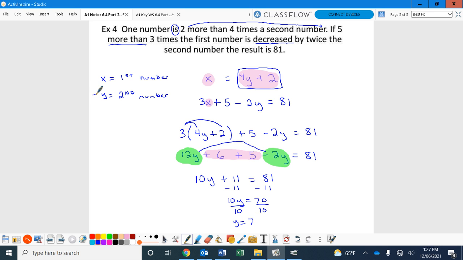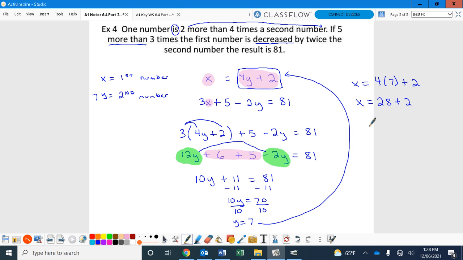There's my first number. Where am I going to plug my 7 back into? The box. It's already set up. There's the box right there. X equals 4 times 7 plus 2. X equals 4 times 7 will put you at 28 plus 2, which means X is going to equal 30.